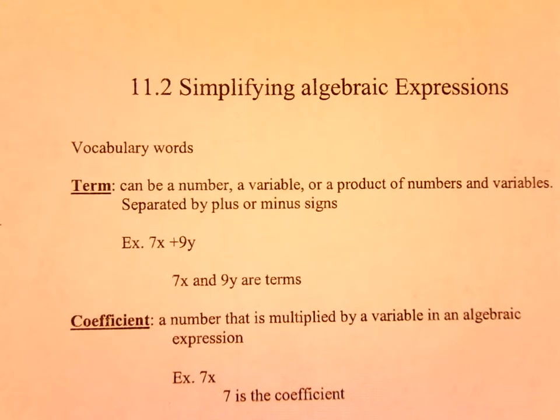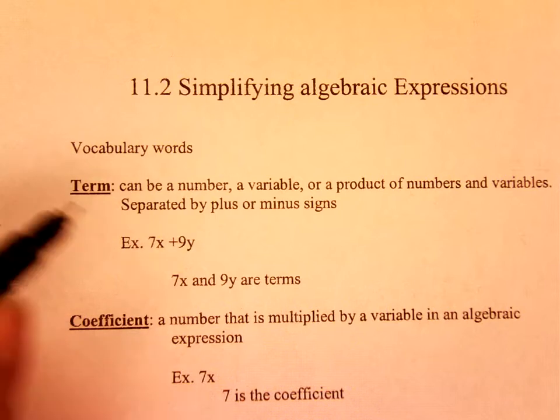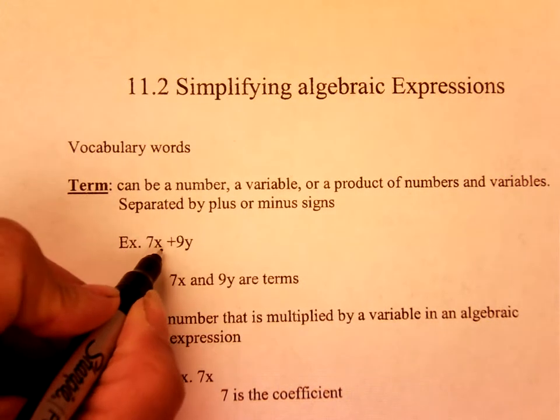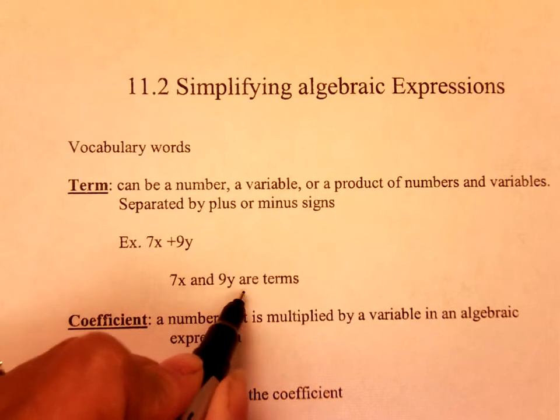Okay, so today's lesson is 11.2, Simplifying Algebraic Expressions. Vocabulary words. A term can be a number, a variable, or a product of a number and variables, separated by a plus or minus sign. So if you have an example, 7x plus 9y, 7x and 9y are terms.